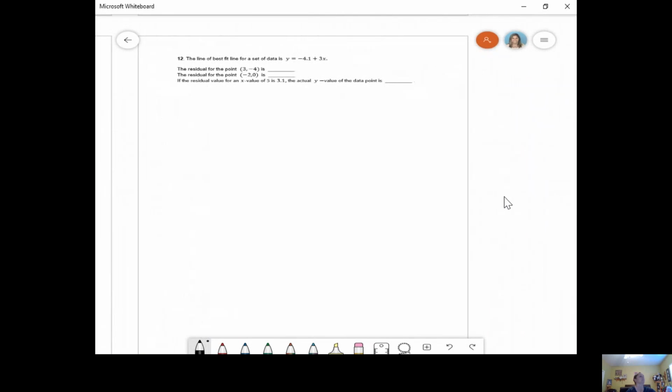All right, so moving on to that last one. This kind of went with the table that we did, I believe, on 10.5, where we had to find all the residuals and then subtract them and then find the actual amount. So if you remember, we had to substitute what the value of X was. So we're going to do 4.1 plus 3 times 3.